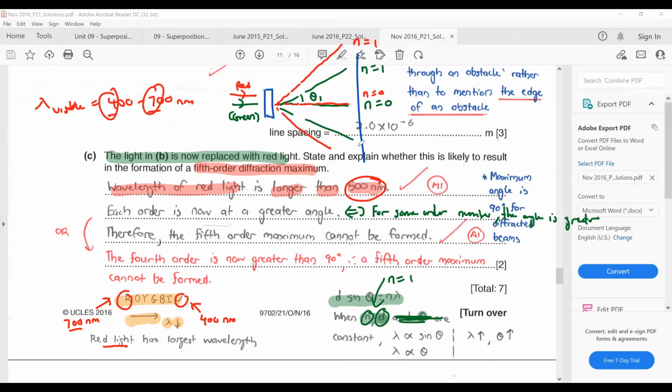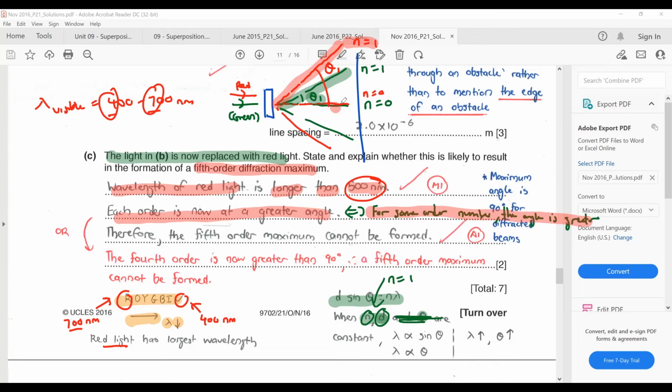Okay. You see, the n equals 1 for green light was this one. This was its angle. But the n equals 1, the first order for the red light, is again bigger. This one is my theta 1. That's what this statement here was actually trying to refer to. Each order is now at a greater angle, or rather for the same order number, the angle is greater. So this pattern that you see here repeats itself for all the subsequent order numbers.